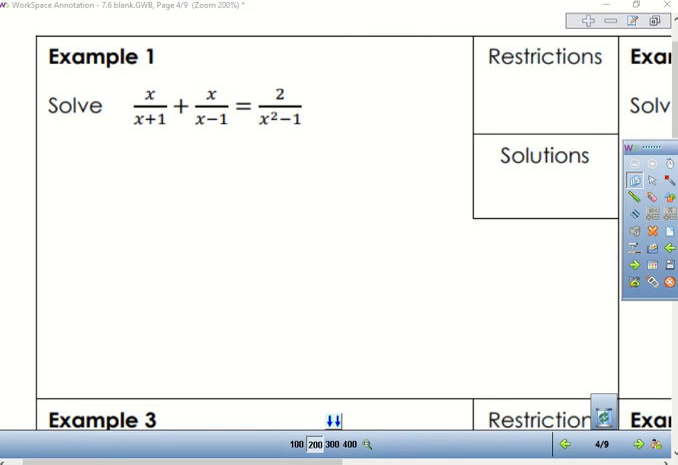So we look at this first example, and the first thing I want you to think about is: is this factored or does it need factoring? What do you think? Does it need any factoring? No, it's fully factored, so we can skip the factoring step.